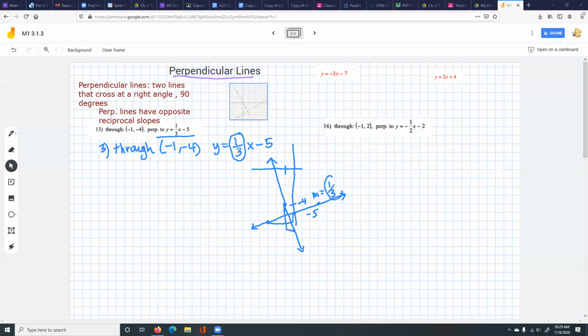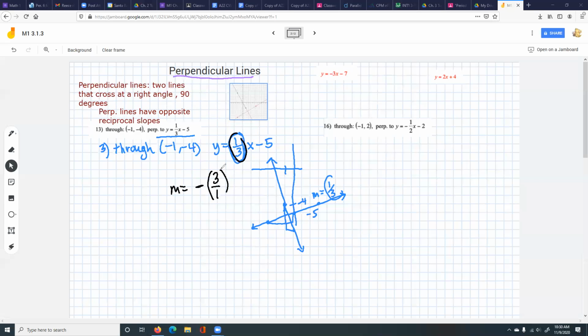Opposite reciprocal means, if you remember reciprocal, I'm going to flip over this fraction. Sorry, I need to get my drawing tool. Okay, I need to flip over this fraction. So if I flip over that fraction, that's 3/1. And then you also need to multiply it by -1. So it'd be -3/1. So the slope of the line that we're looking for is the opposite reciprocal.